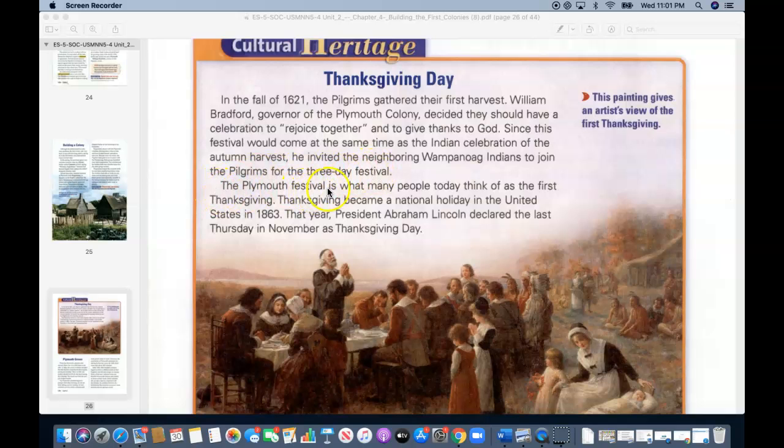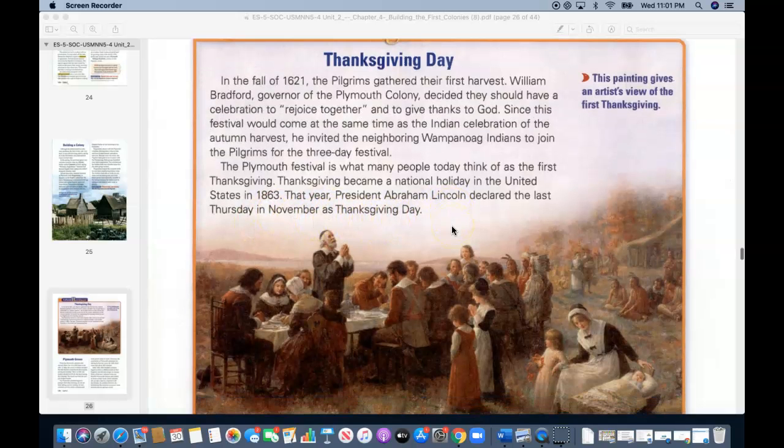The Plymouth Festival is what many people today think of as the first Thanksgiving. Thanksgiving became a national holiday in the United States in 1683. That year, President Abraham Lincoln declared the last Thursday in November as Thanksgiving Day.